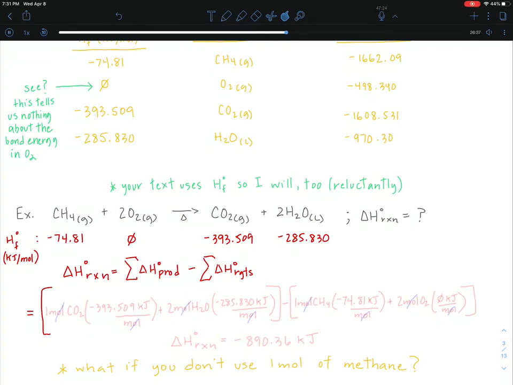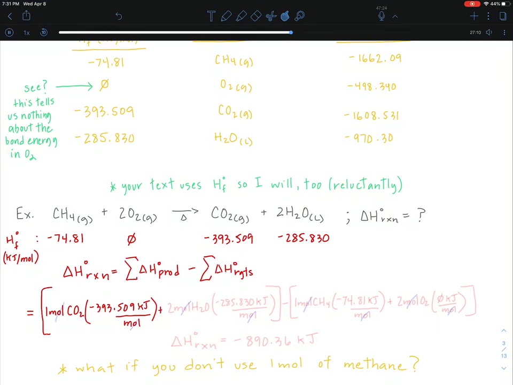I notice that I've got 1 mole. This is where you have to look at your balanced chemical equation. 1 mole of carbon dioxide. And you write that down because the value that you're given for the heat of formation of the carbon dioxide in the gas phase is negative 393.509, and that's kilojoules per mole. So you need to write down how many moles you have in your balanced equation. The sum of all of my products' enthalpies, right?